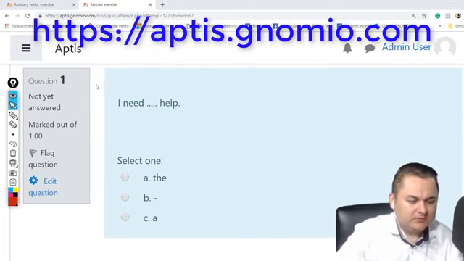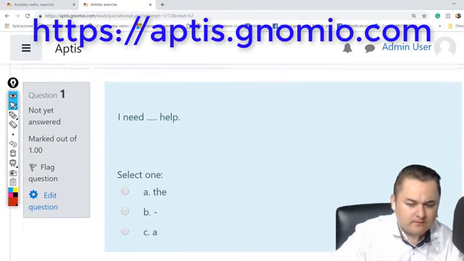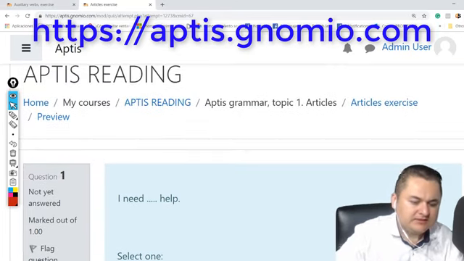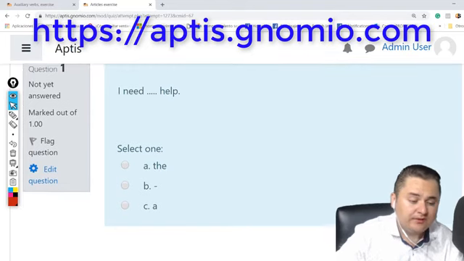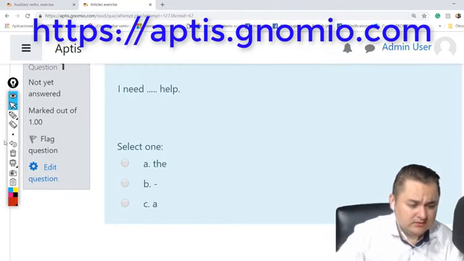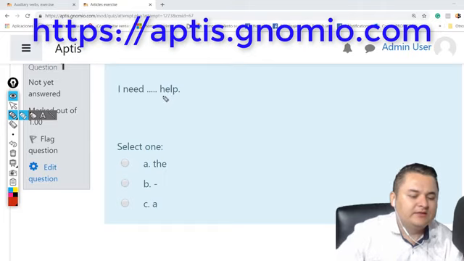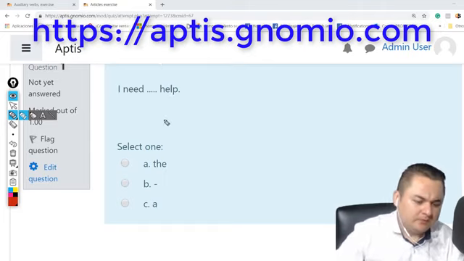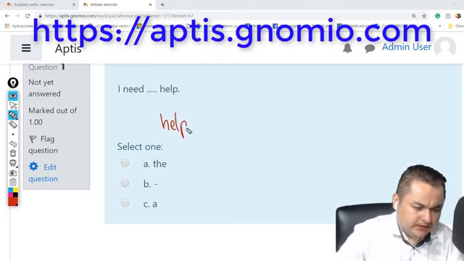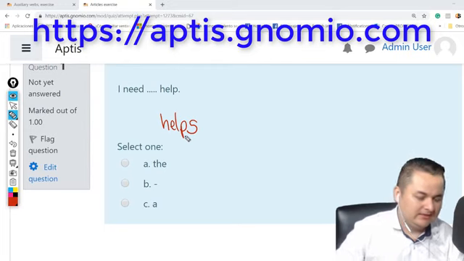Here, for example, we have the exercise on the reading section, and the first topic is articles. So here's the exercise. We have "I need space and then help." So if you take the word help and you add an S, you'll see it doesn't make sense.